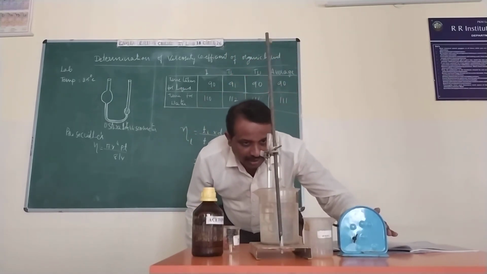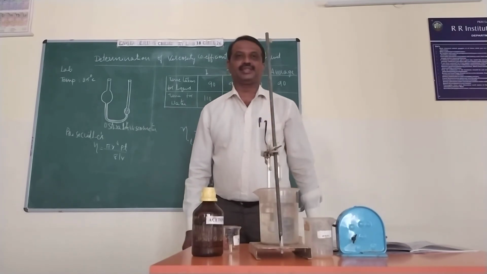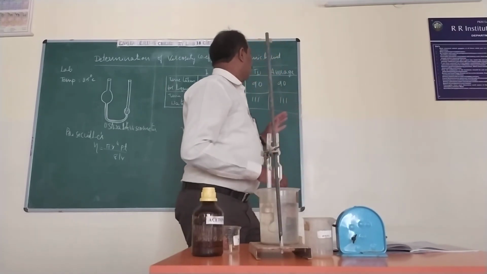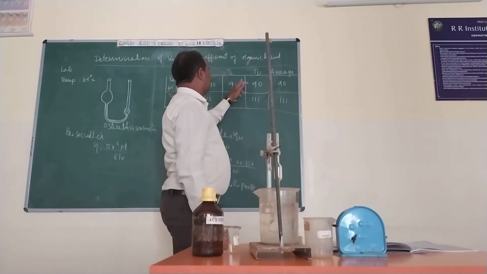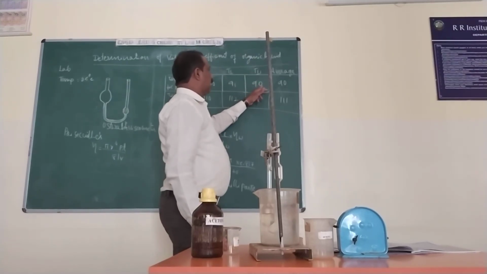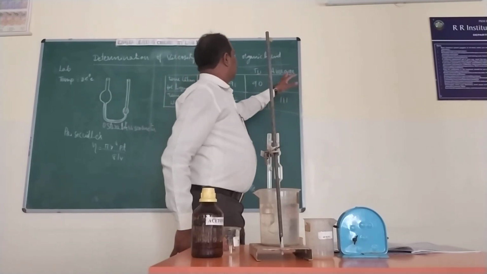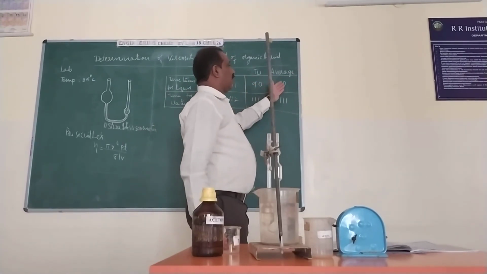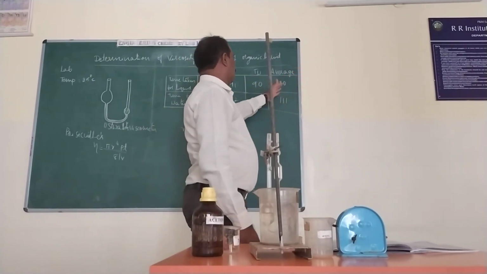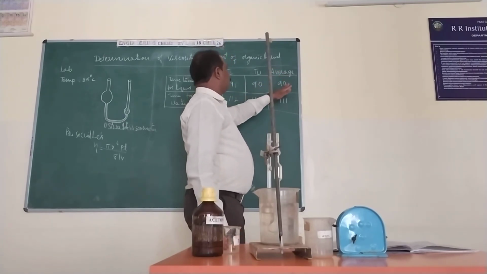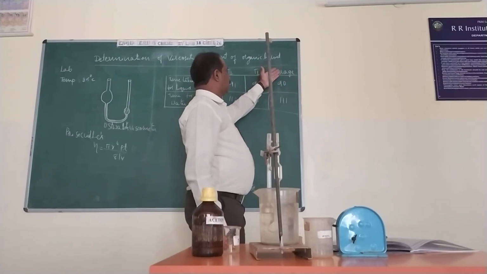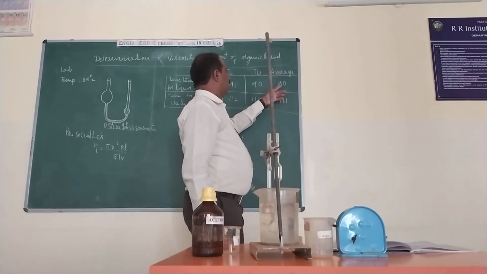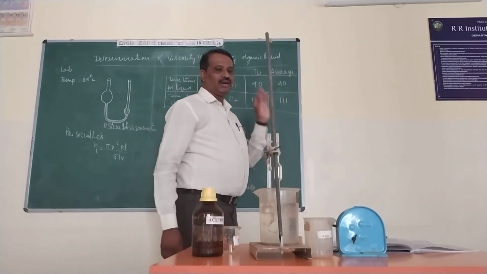This time it has taken 90 seconds, so the 3 trials are over. First trial is 90, second is 91 seconds, third is 90 seconds. We take the average of all three, which comes to about 90. So the average time taken for the organic liquid to move from the upper end to the lower end of the viscometer, we regard as 90.